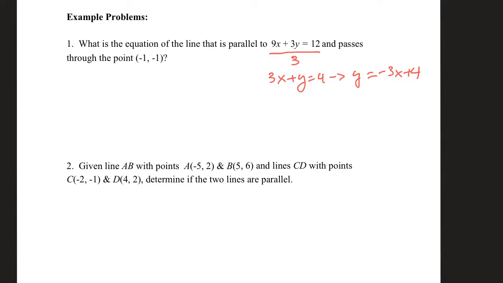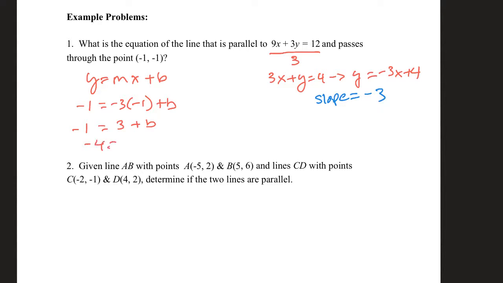So my slope for my original line is negative 3. So I know that my new line that passes through the point that they gave us has to have a slope of -3. So all I need to do is plug into y equals mx plus b and find my b value because I know all of the other ones. My y value is the -1 from the point that they gave me. My slope is -3. My x is also -1 from the point that they gave me. And now I just solve for b. -1 equals +3 plus b. Subtract 3 on both sides, and I get b is equal to -4. So the line that is parallel to the first line and passes through the point (-1, -1) is y equals -3x minus 4.